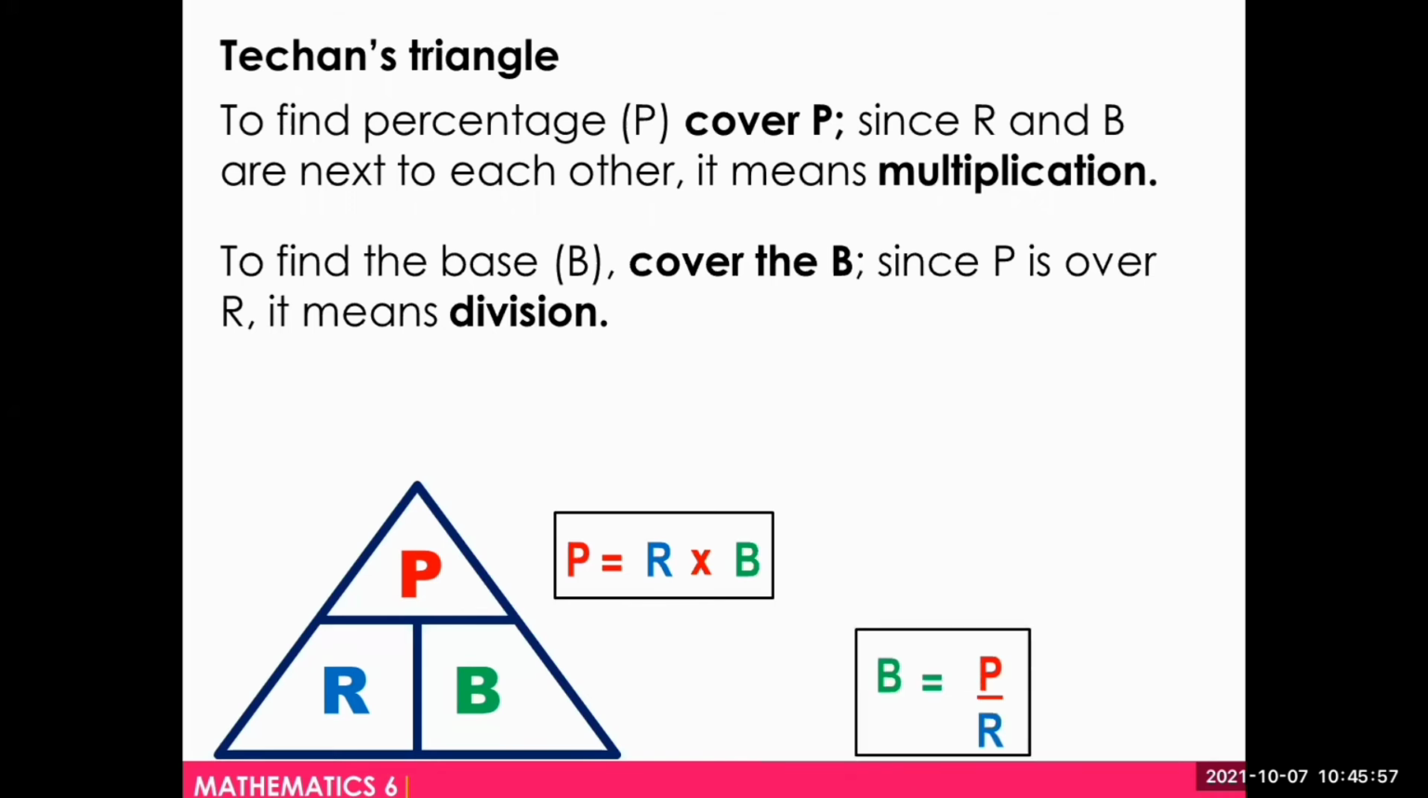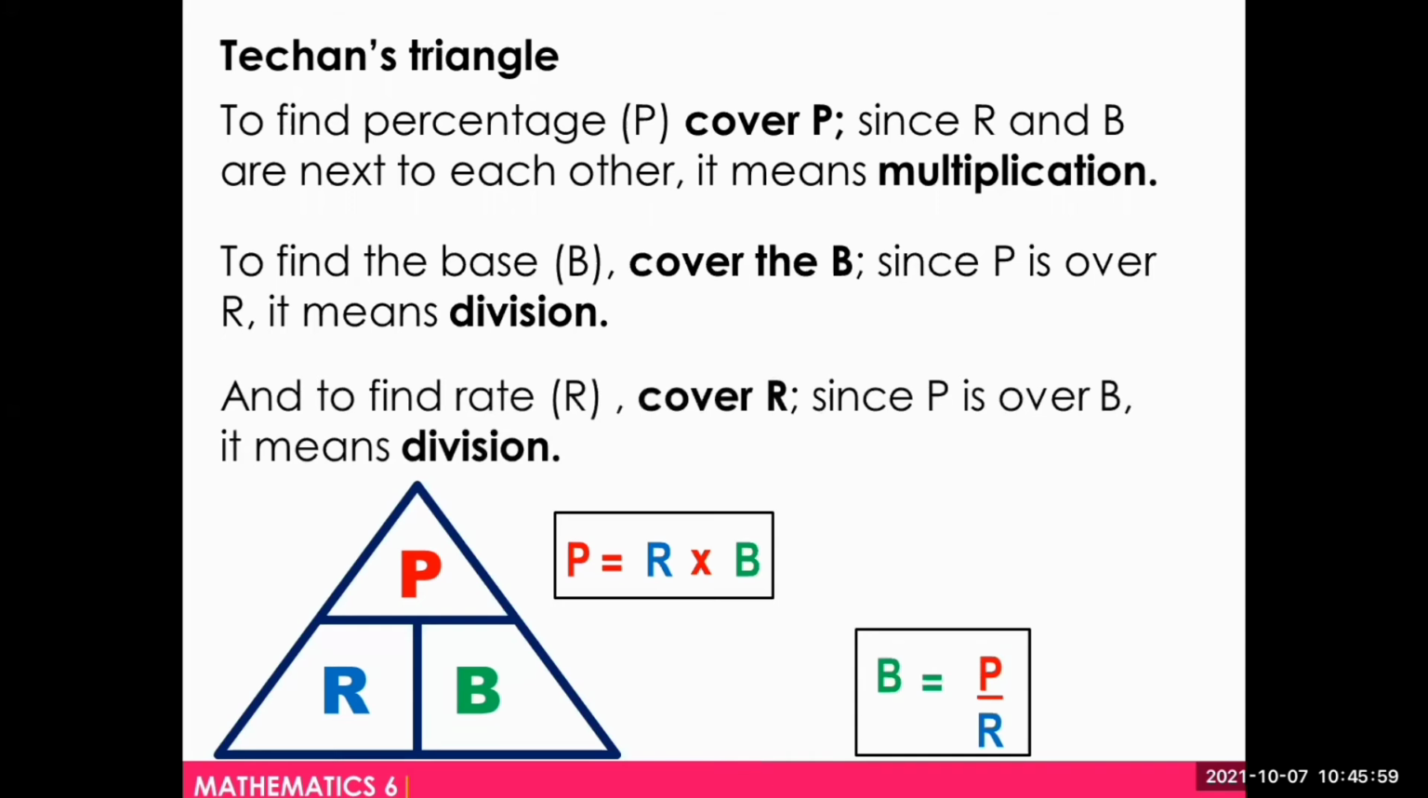Next, last one. And to find the rate where R, just cover R. Since P is over B, it means division. Now let's write R is equal to percentage over base. So magagamit natin ang mga formula na ito mamaya sa pagsasagot natin. Tandaan, it is a Tekans triangle.